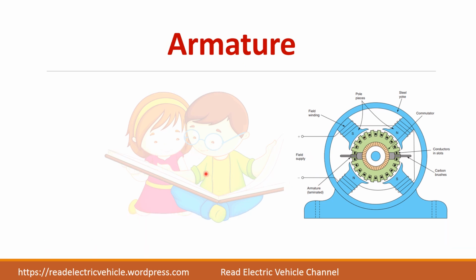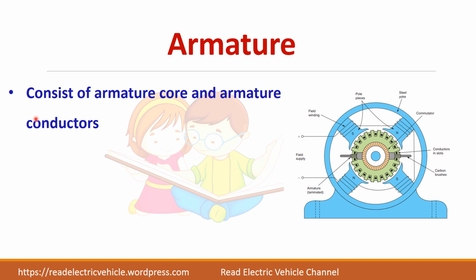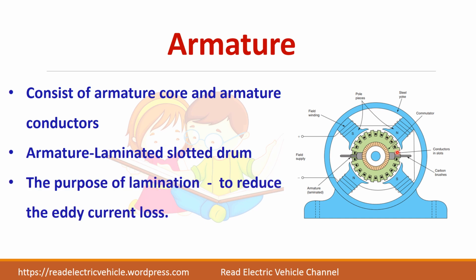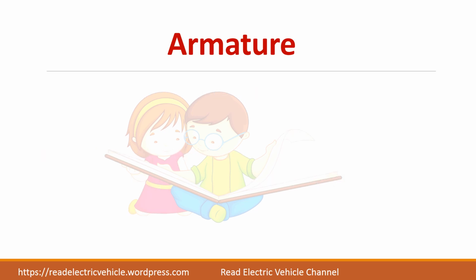And if you take the armature, it consists of armature core and armature conductors. So this is the armature core, and these black dots are armature conductors. This armature core is actually a slotted drum, so you have a lot of slots, and they are laminated to reduce the eddy current loss.